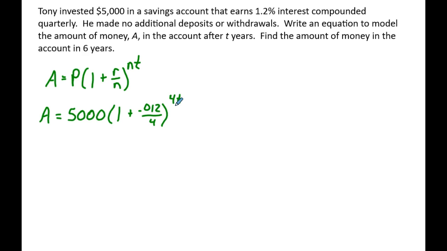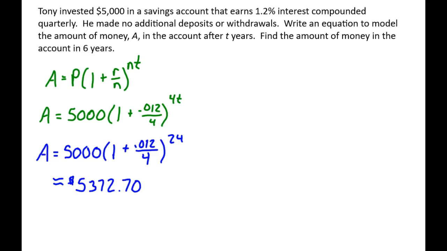Now we want to determine how much money is in the account in 6 years. So now since we're looking for 6 years, we could take 6 times 4, that's where the 24 comes from. Now we just plug this into a calculator. You get approximately $5,372.70. That's how much money would be in his account if he didn't do anything with it, no deposits or withdrawals, in 6 years, if it earns 1.2% interest.